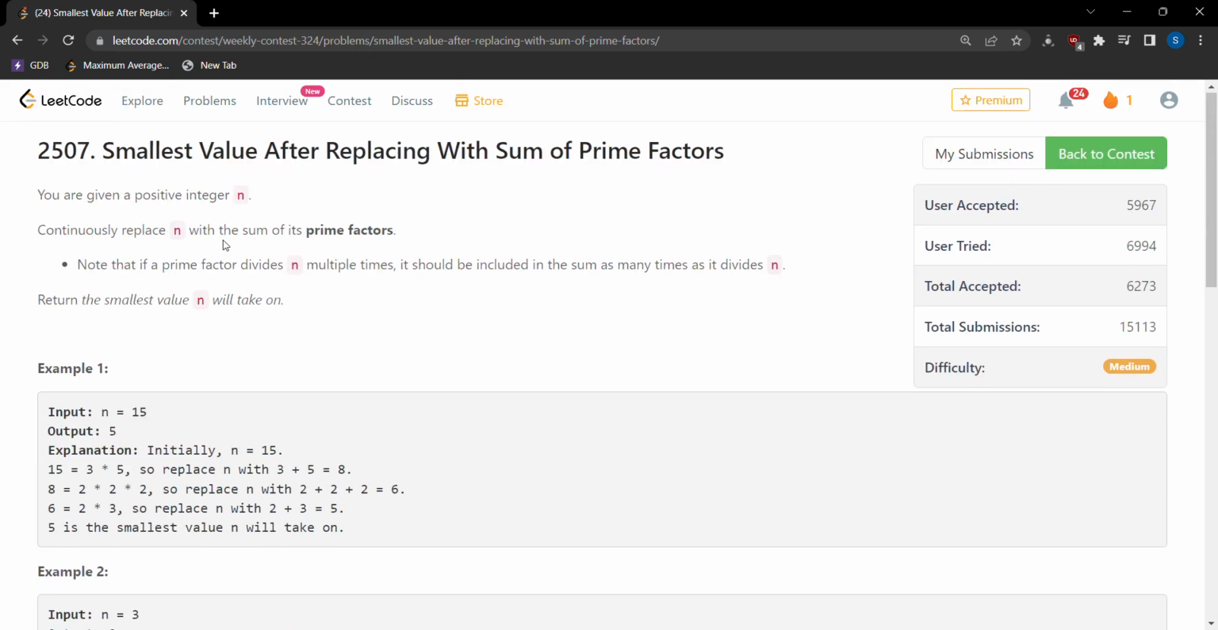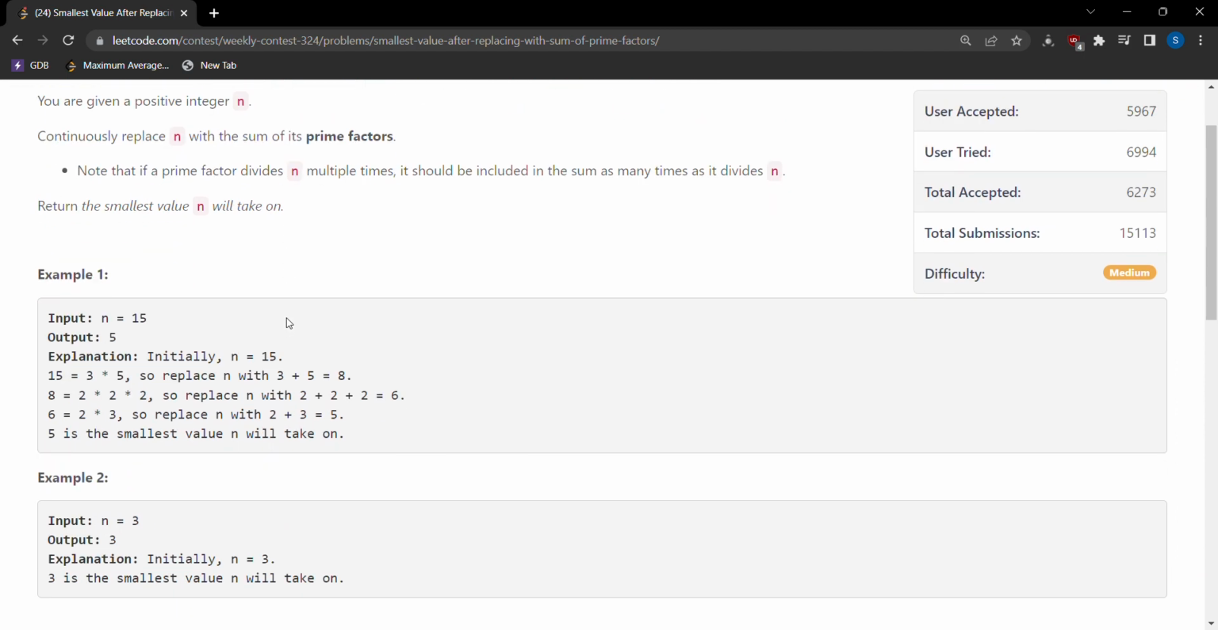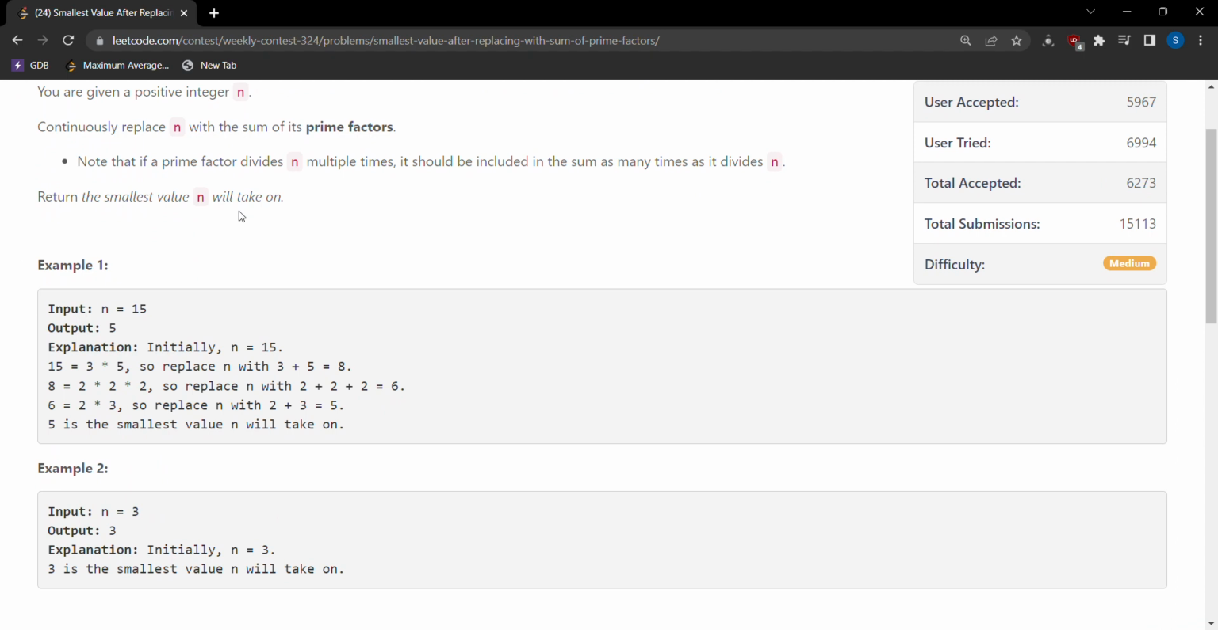We are given a positive integer n. Continuously replace n with the sum of its prime factors. Note that if a prime factor divides n multiple times, it should be included in the sum as many times as it divides n. Return the smallest value n will take on. Okay, we've got this. Let's see some examples.